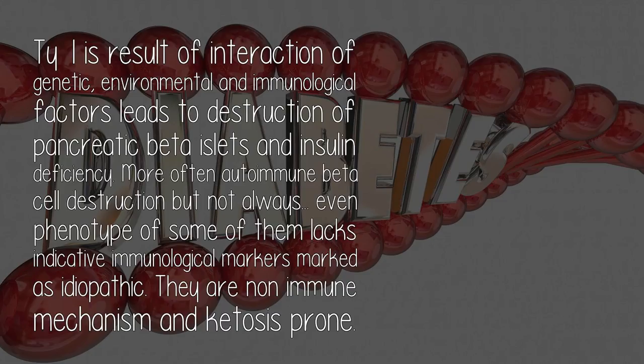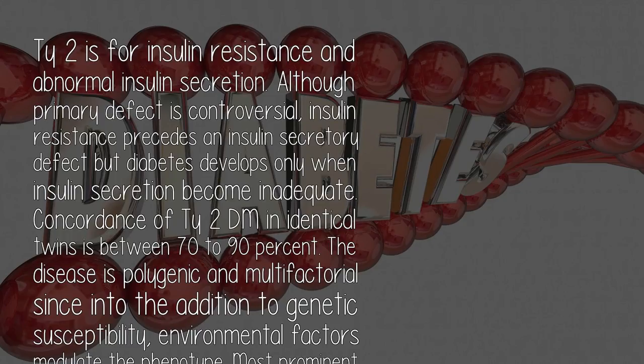Type 1 is the result of an interaction of genetic, environmental and immunological factors that leads to destruction of the pancreatic beta islets and insulin deficiency. More often it is autoimmune beta cell destruction, but not always. Even the phenotype of some of them lacks indicative immunological markers and is marked as idiopathic. They have a non-immune mechanism and are ketosis prone. Type 2 is for insulin resistance and abnormal insulin secretion.